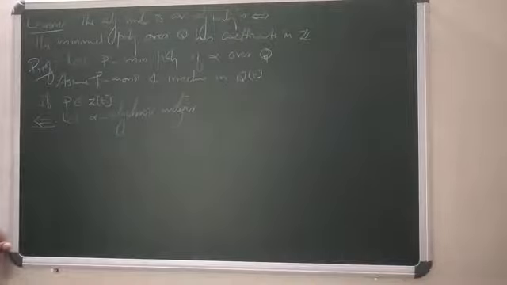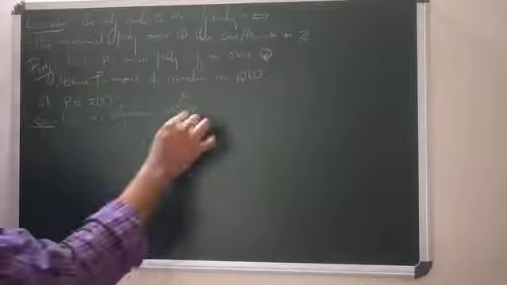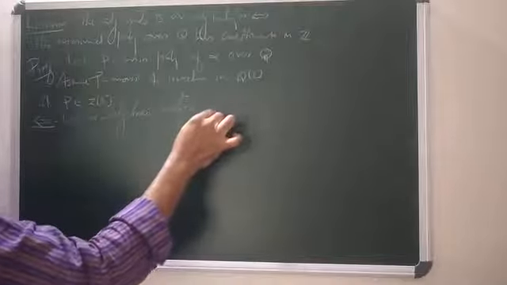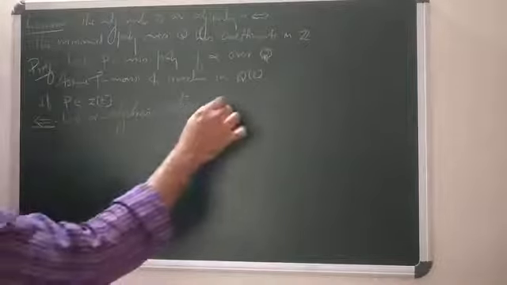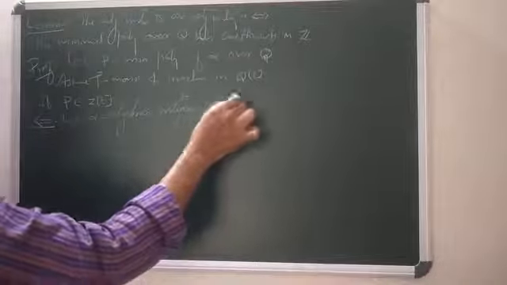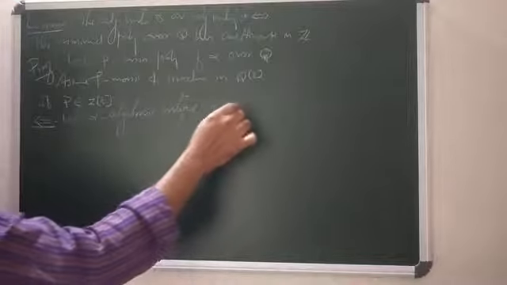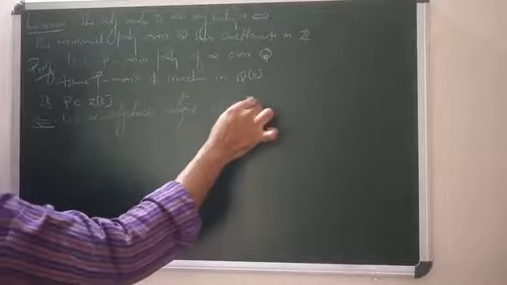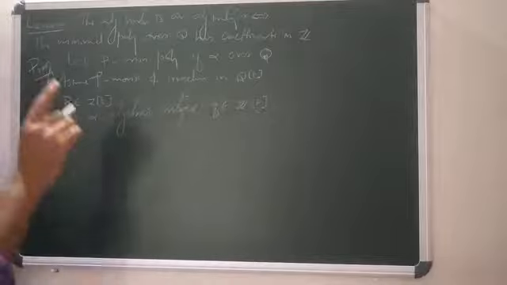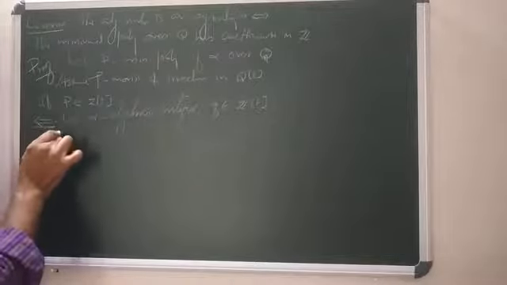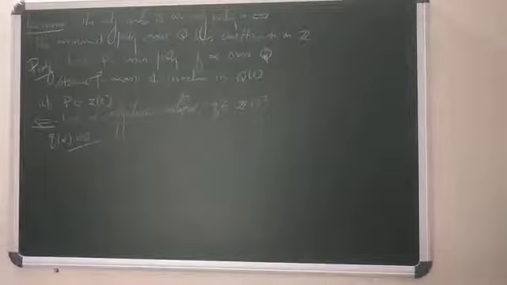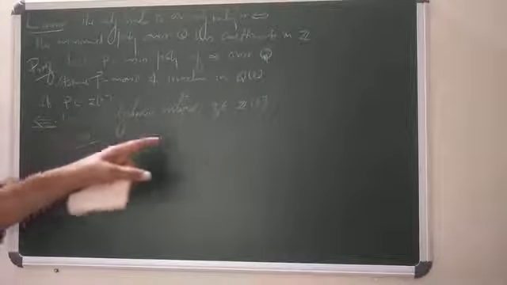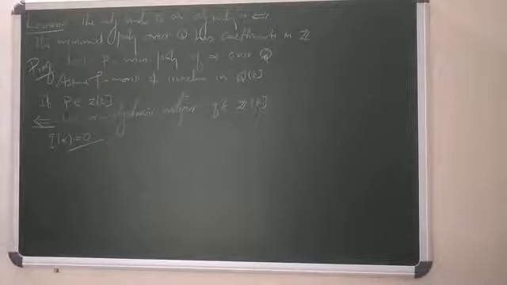Let alpha be an algebraic integer. Since alpha is an algebraic integer, there exists a polynomial Q in the set T, where Q is a monic polynomial with Q of alpha equals 0. When alpha is an algebraic integer, there exists a monic polynomial Q in set T.